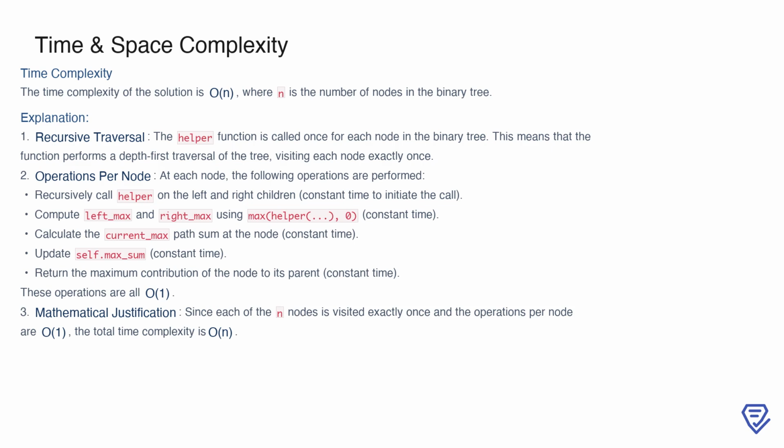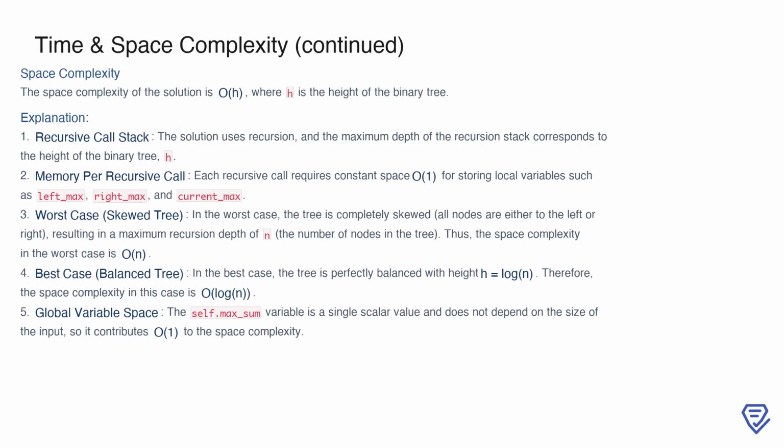When you combine these constant time operations with the fact that each node is processed exactly once, the total time complexity becomes O(n). This is mathematically justified by the fact that n nodes, each taking O(1) time, results in an overall complexity of O(n). The space complexity of the solution is O(h), where h is the height of the binary tree. This is mainly due to the recursive call stack, which grows in depth proportional to the height of the tree. Each recursive call itself uses constant space, O(1), to store variables like left_max, right_max, and current_max.